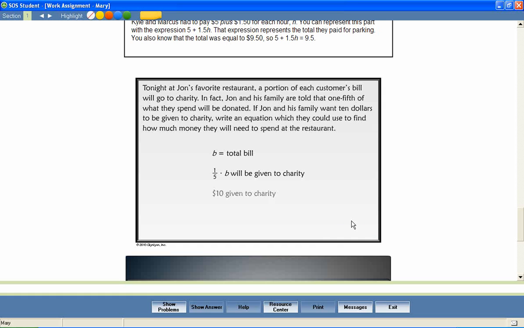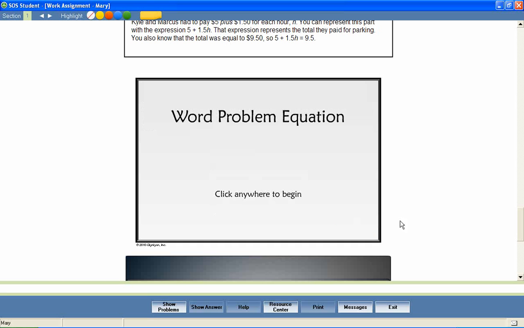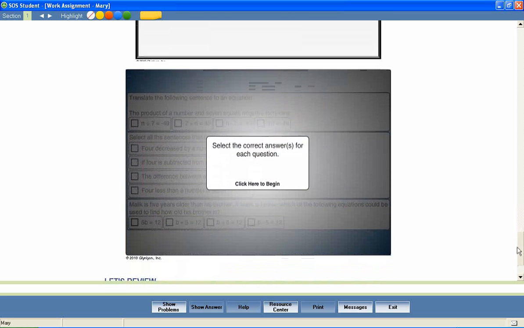John and his family want $10 given to charity. Since 1/5 b and 10 both represent values that should be given to charity, they are equal to each other. So our final equation is 1/5 b equals 10. Another interactive learning exercise provides a review of lesson content.